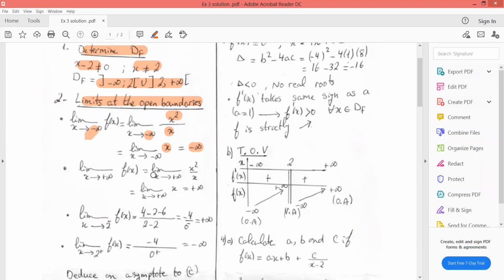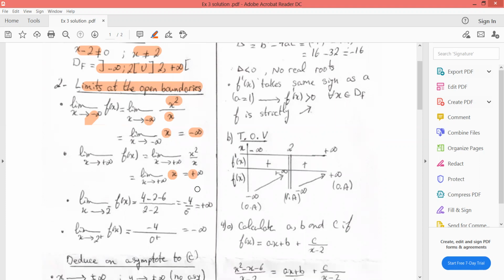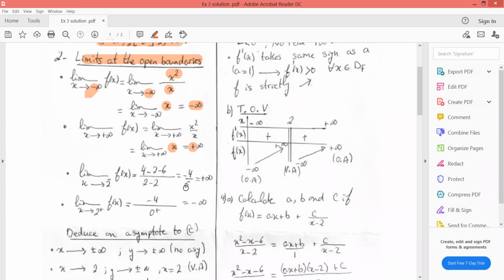Also, limit as x tends to plus infinity of x equals plus infinity. Here we have no asymptotes because both of them are infinity: minus infinity gives minus infinity, and plus infinity gives plus infinity.